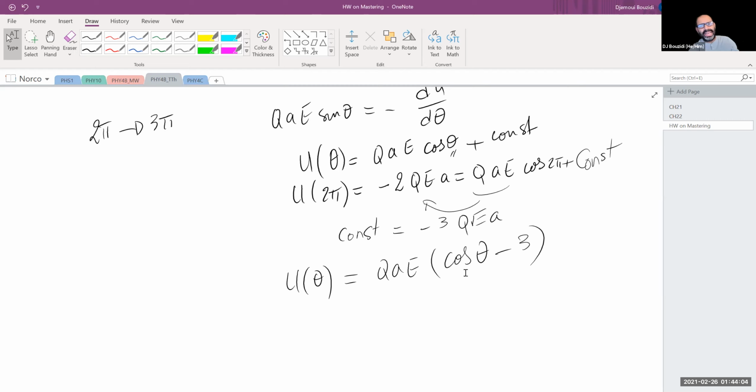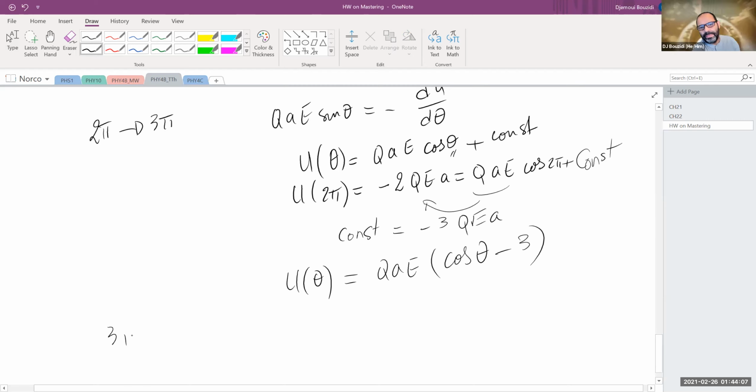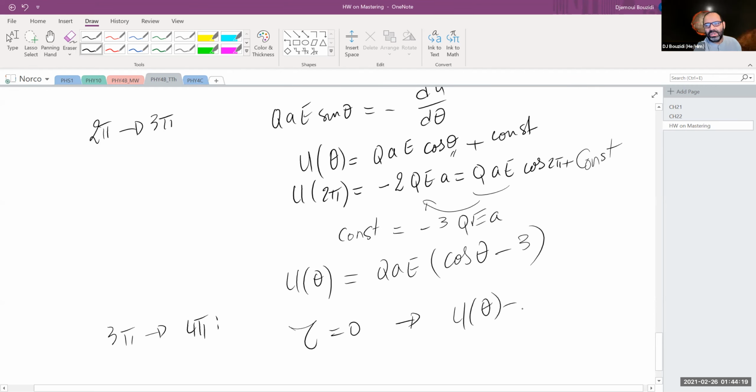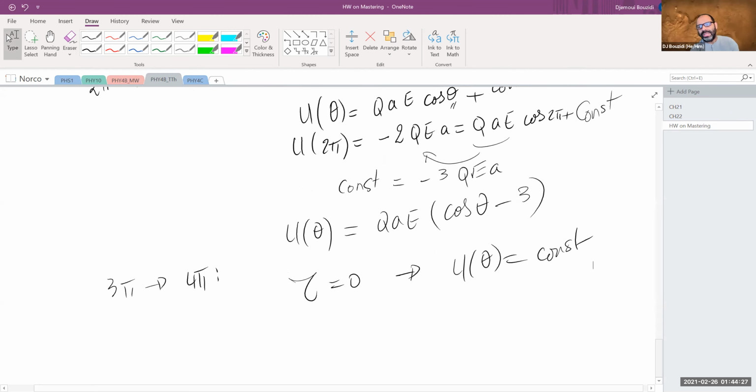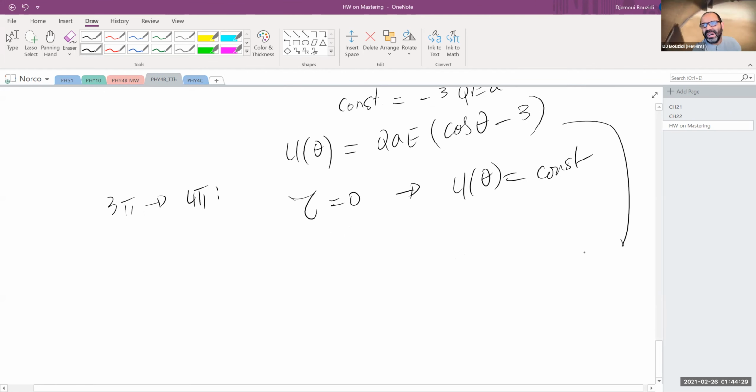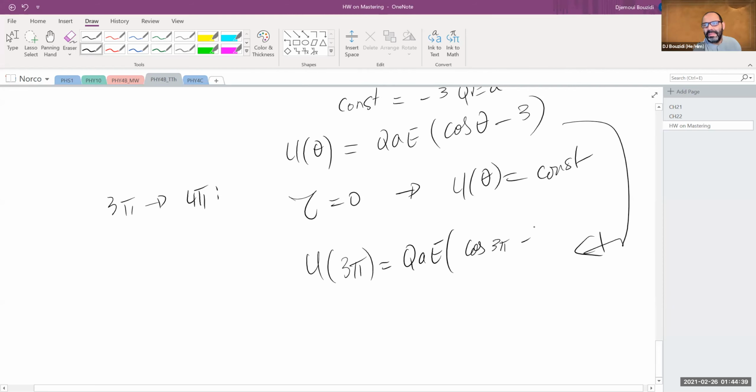And now it's going to become again, from 3 pi to 4 pi, a constant, because the torque is 0 in that region too. So if I integrate the 0, u sub tau is going to be a new constant. And this new constant is ensured by the continuity of this function at tau equals 3 pi. So at tau equals 3 pi, this function gives me that constant. U sub 3 pi is equal to QAE times cosine of 3 pi minus 3.